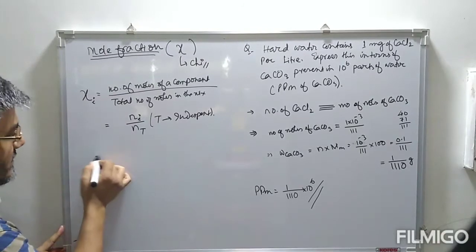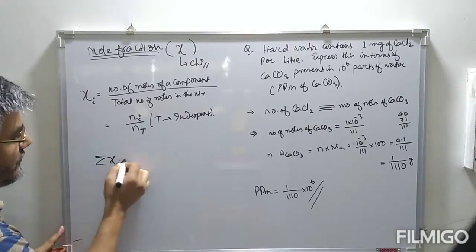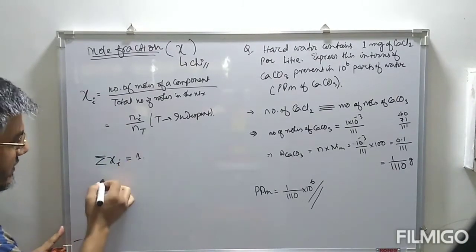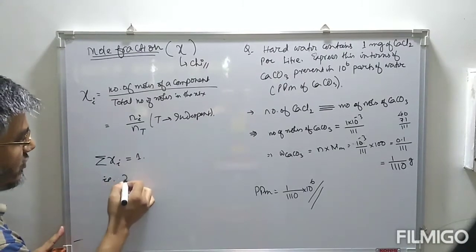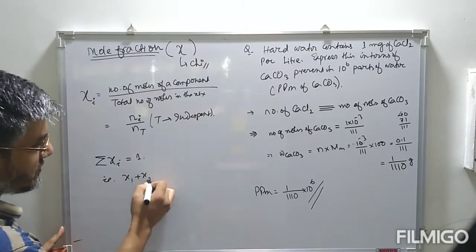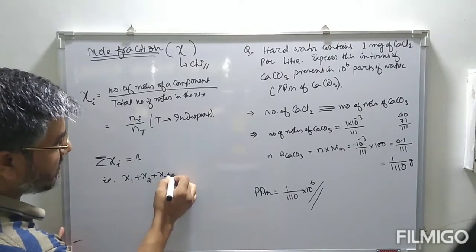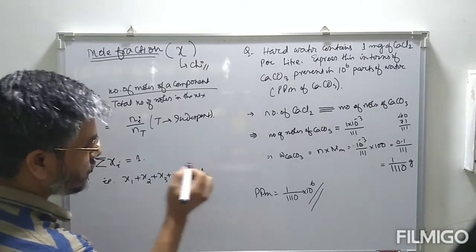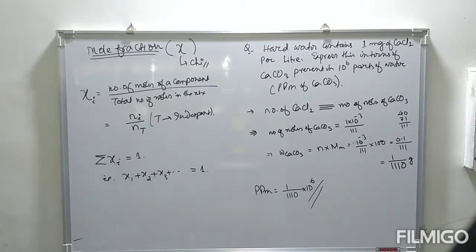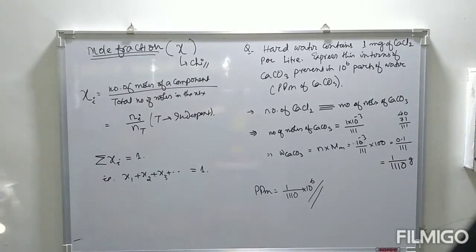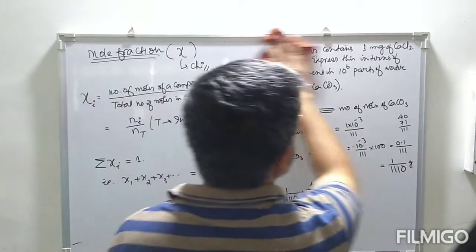And summation of mole fraction is always equal to 1. That is, suppose we have mole fraction of 1 plus mole fraction of 2 plus mole fraction of 3, this is always equal to 1. So summation of mole fraction is always equal to 1.